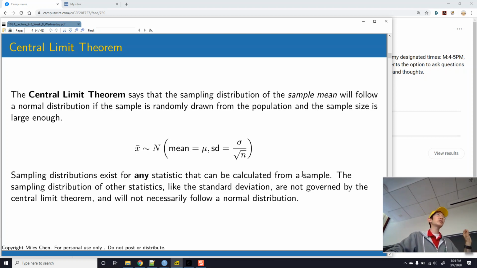So anything that you can calculate, R squared, whatever else, min, max, mean, median, standard deviation, it's going to have a sampling distribution. Now, the sampling distributions of other statistics, for example the standard deviation or the variance, are not governed by the central limit theorem, and so those will not necessarily follow a normal distribution.